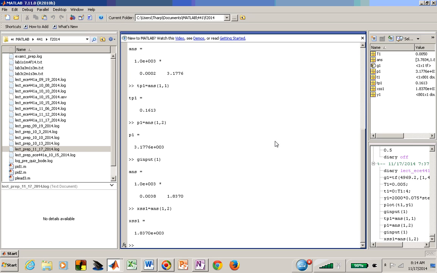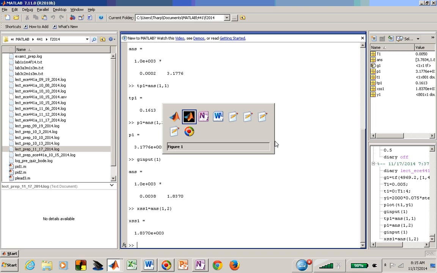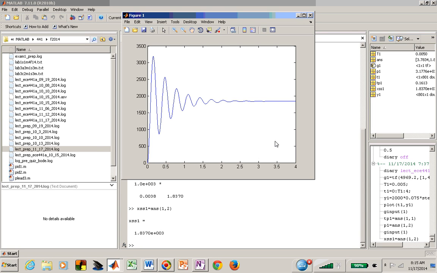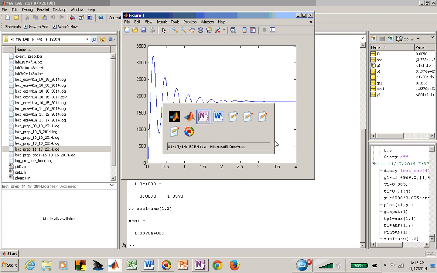is now at 1,837. And I could now compute my percent overshoot from the peak and the steady state and get some value if I wanted to. But maybe that's not what I want. Maybe that particular behavior is not quite what I want. I want a faster settling time. And we've said that we could get that by using a phase lead controller.